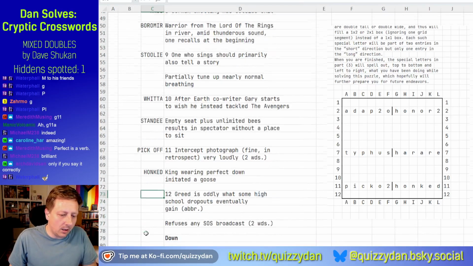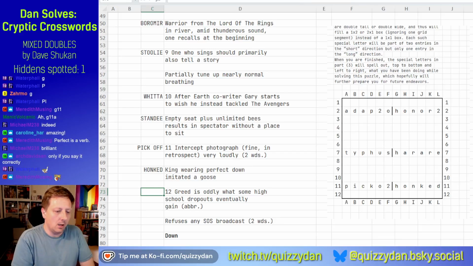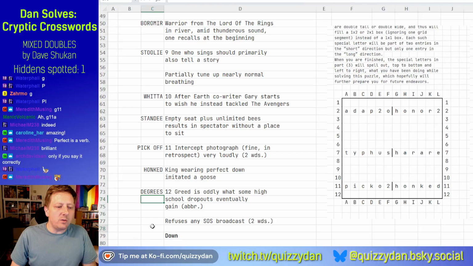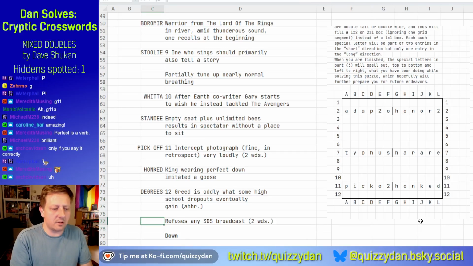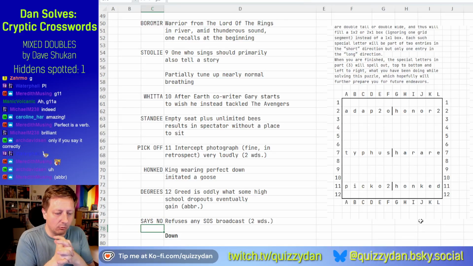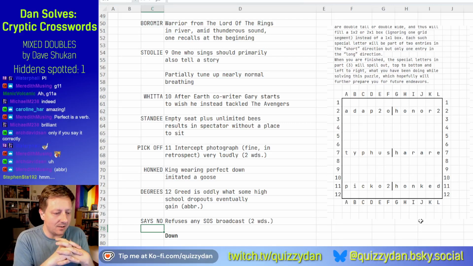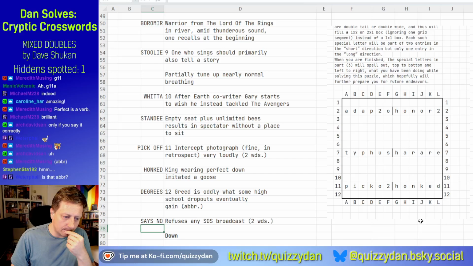Greed is oddly what some high school dropouts eventually gain. Degrees, that'll be an anagram of greed is. See, I can solve the easier clues. Refuses any SOS broadcast. Oh, says no. That's another anagram. Anagram of any SOS: says no. And I think, have we got yet again, that degrees, that'll be 6 letters. Says no, that is 6 letters.